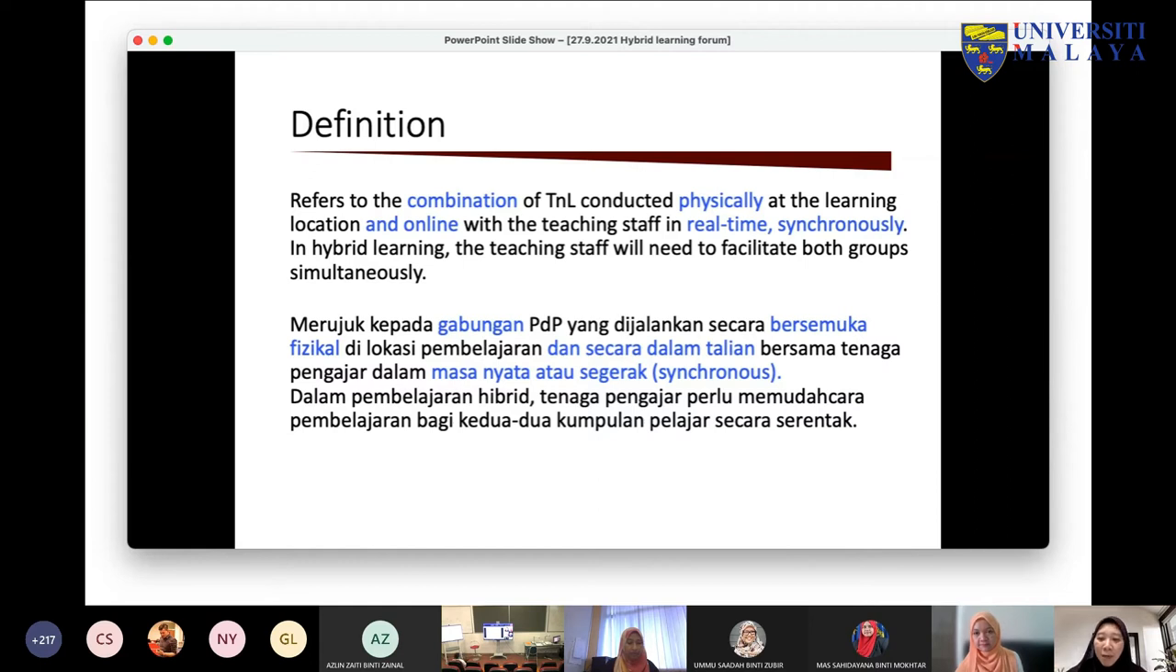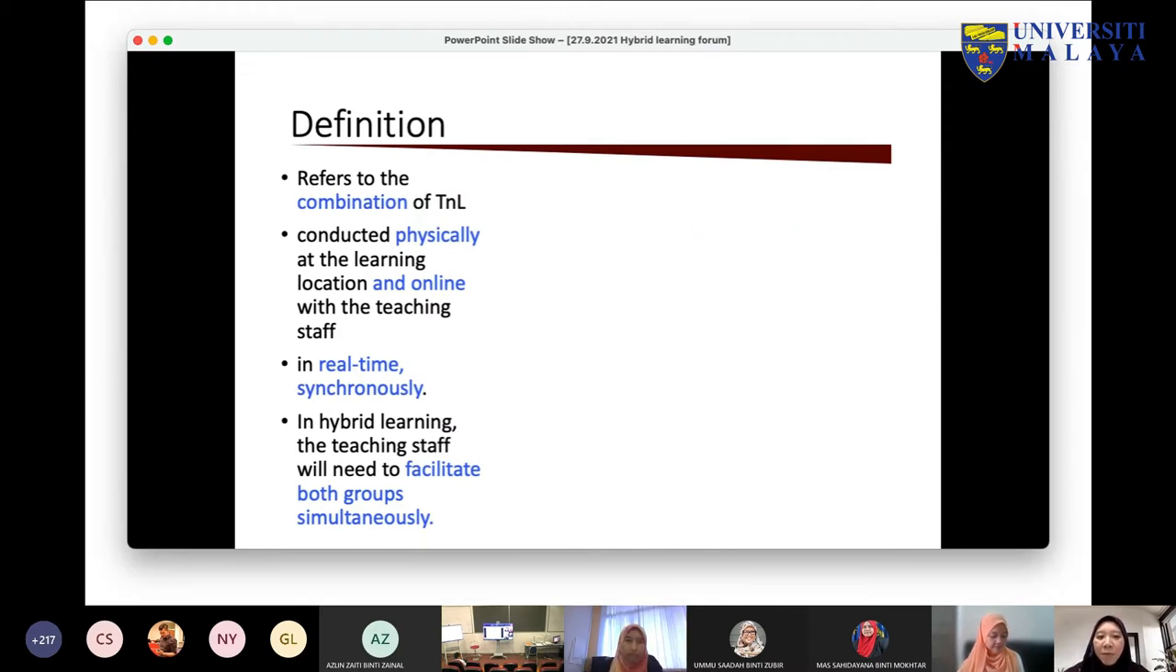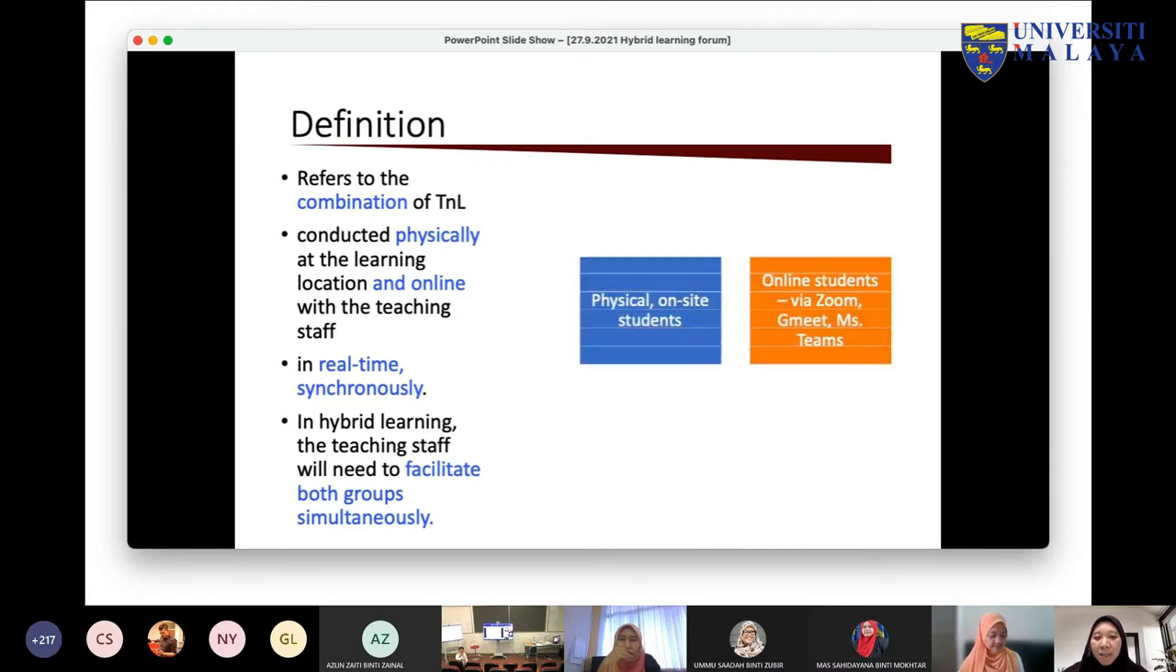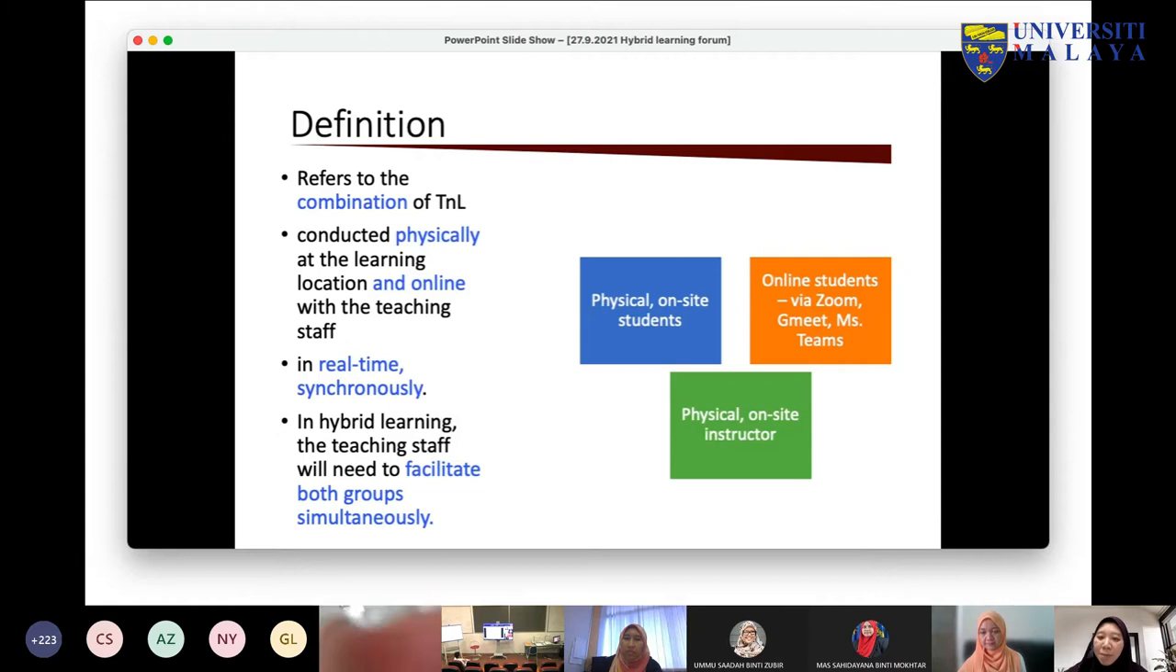I know the sentence is quite long, so I'm going to dissect it and give you the visual representation. If you look at the definition again, it means that there will be two groups of students in the learning environment. One group are students who are present physically on site, so they will be in the lecture hall, in the auditorium, bilik kuliah, or even in your lab, if you are teaching in a lab. There's another group of students who will be joining your teaching and learning processes online via Zoom, Google Meet, Microsoft Teams. Bear in mind that these two groups of students are also going to be interacting with one another and also with the course instructor, the lecturer.